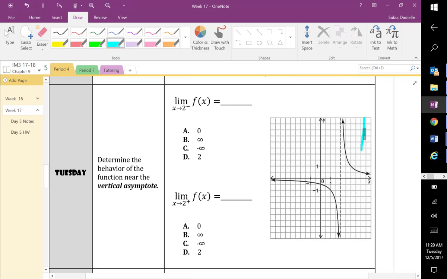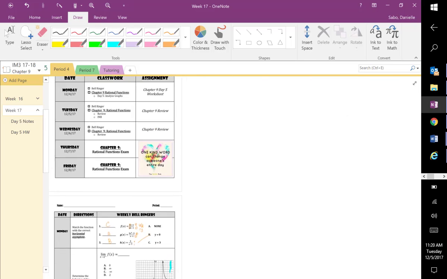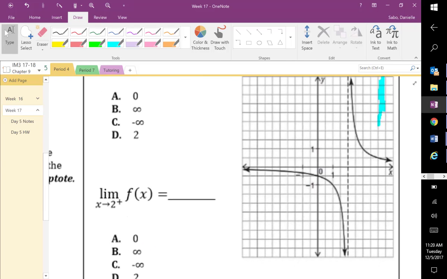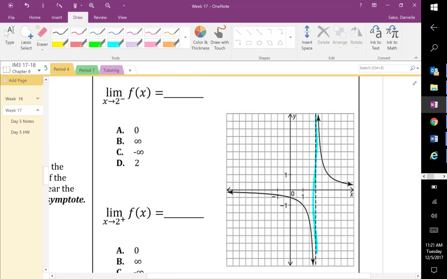If it'll stay for me. Hold on. What is happening? Maybe you should do a bit to the left. Let's see. Hold on. There we go. Okay.